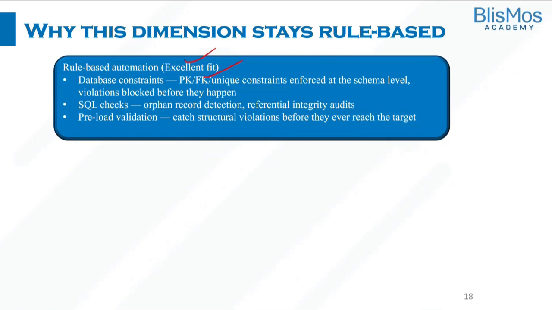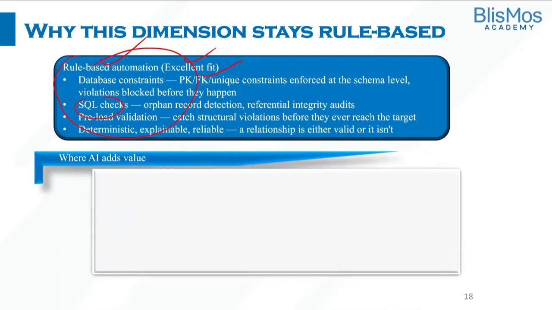So already existing database constraints, SQL checks, and preloaded validations can enforce these conditions reliably and explain exactly why something has passed or failed. So while the rule-based automation is an excellent fit, how can AI help? After the checks are done, AI can add value.